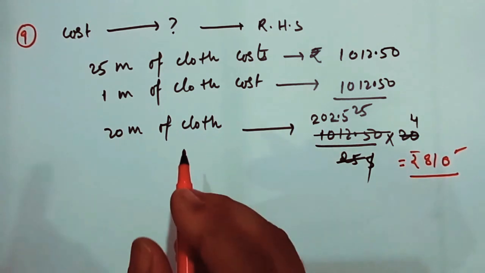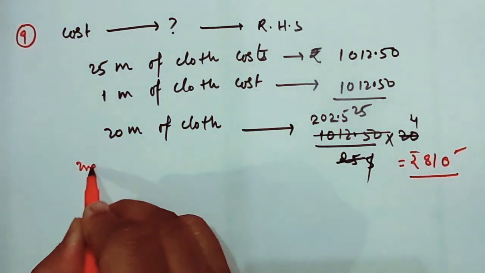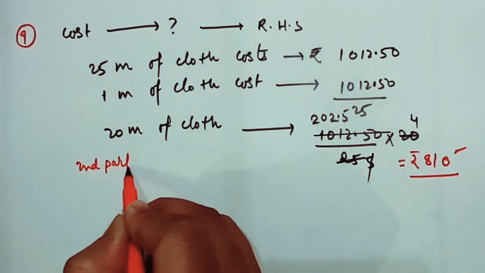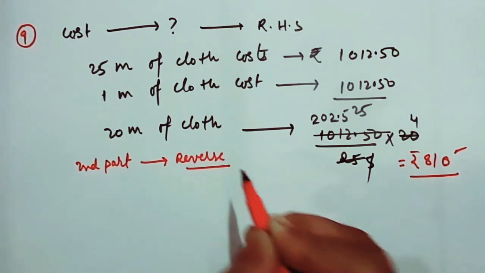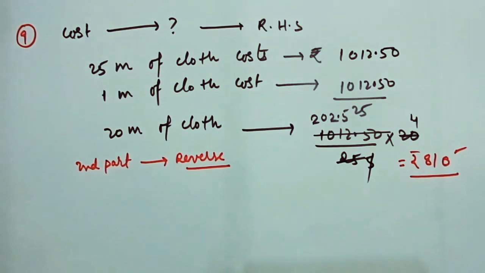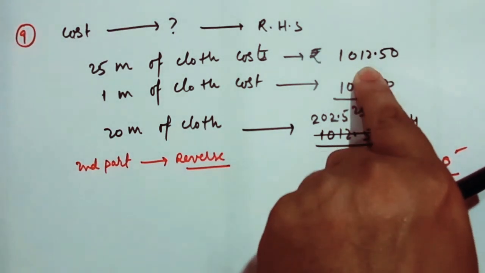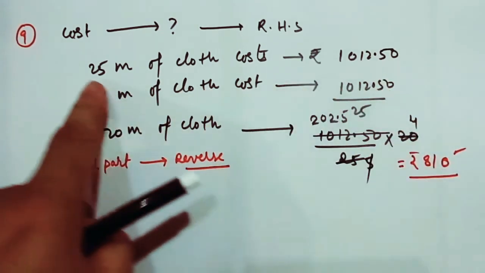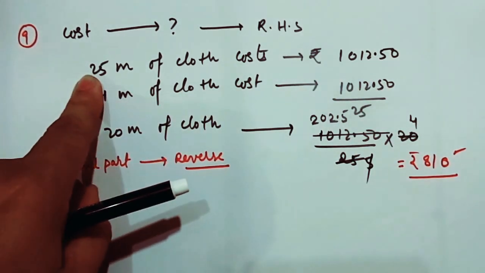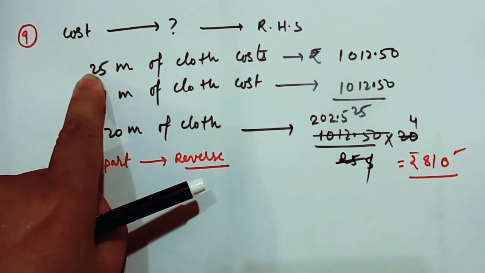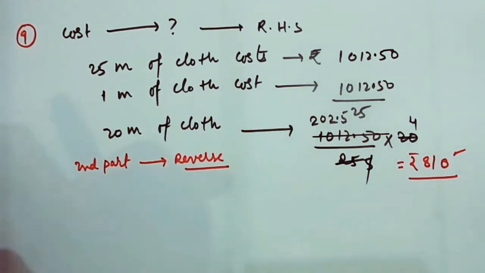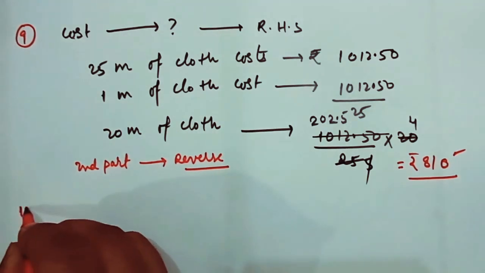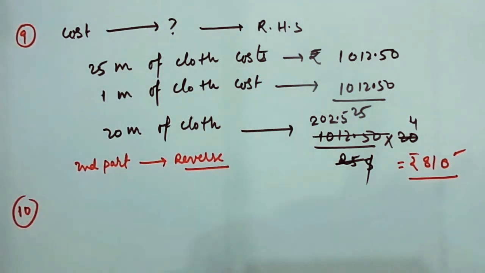Now the second part is just the reverse. When it goes in the reverse direction, how many meters of cloth? So we'll start from this side. For rupees this much, the length of cloth is 25 meters. So for rupees 1620 you find it. Okay, moving on to 10, the last one.